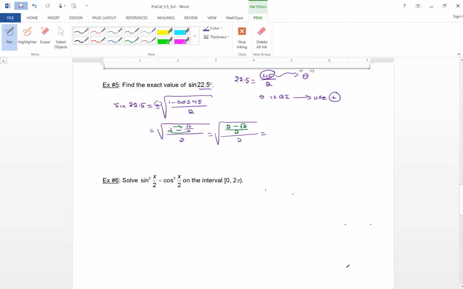Okay, so what do I have here? In the square root, I have 2 minus root 2 over 2, divided by 2, which is the same as times 1 over 2. So this is the square root of 2 minus root 2 over 4. So the top is the square root of 2 minus root 2. And what's the bottom? Just 2. And that's the final answer.